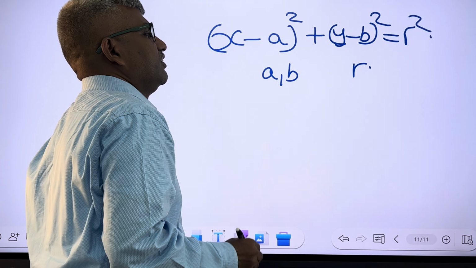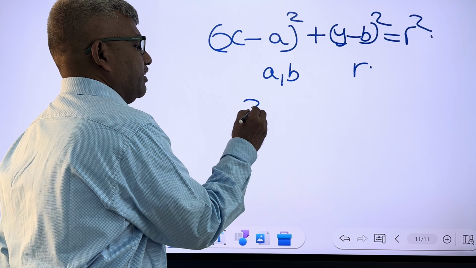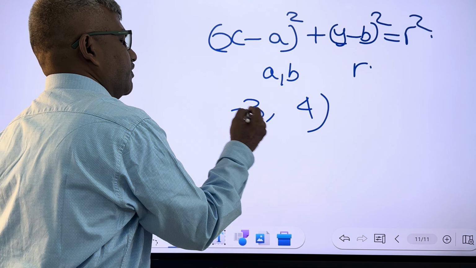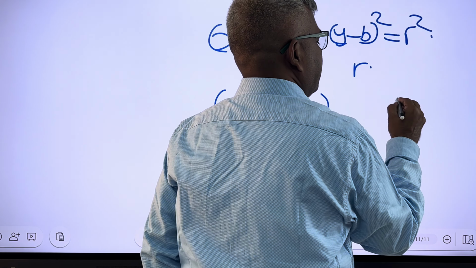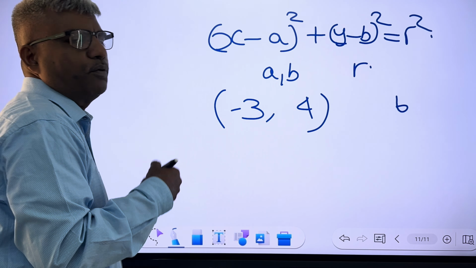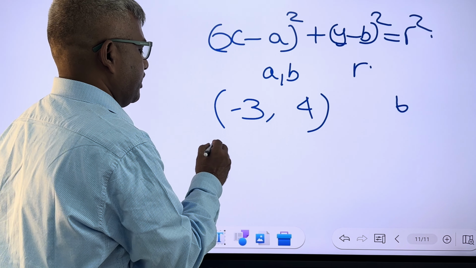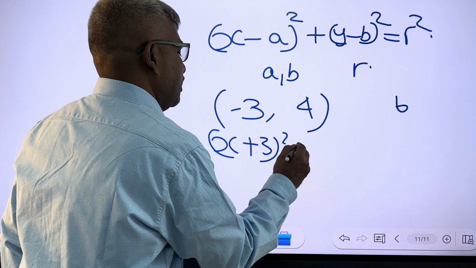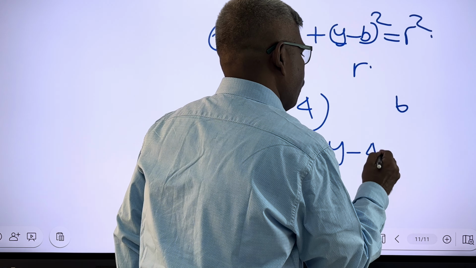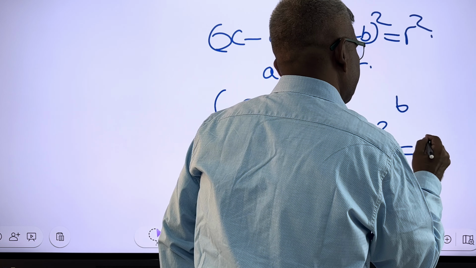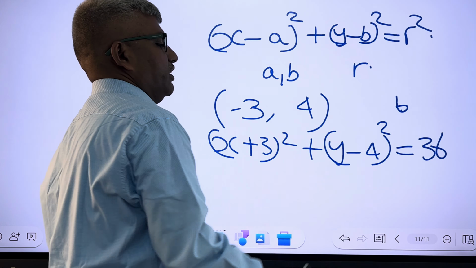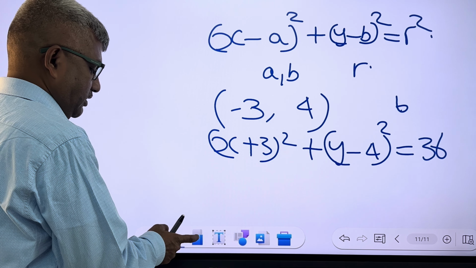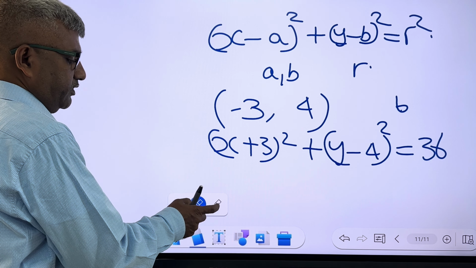r. Okay. Now tell me, minus 3 comma 4 center, radius is 6. How to make the circle equation? x plus 3 whole square plus y minus 4 whole square is equal to 36. 6 square, 36. Okay, note it down.